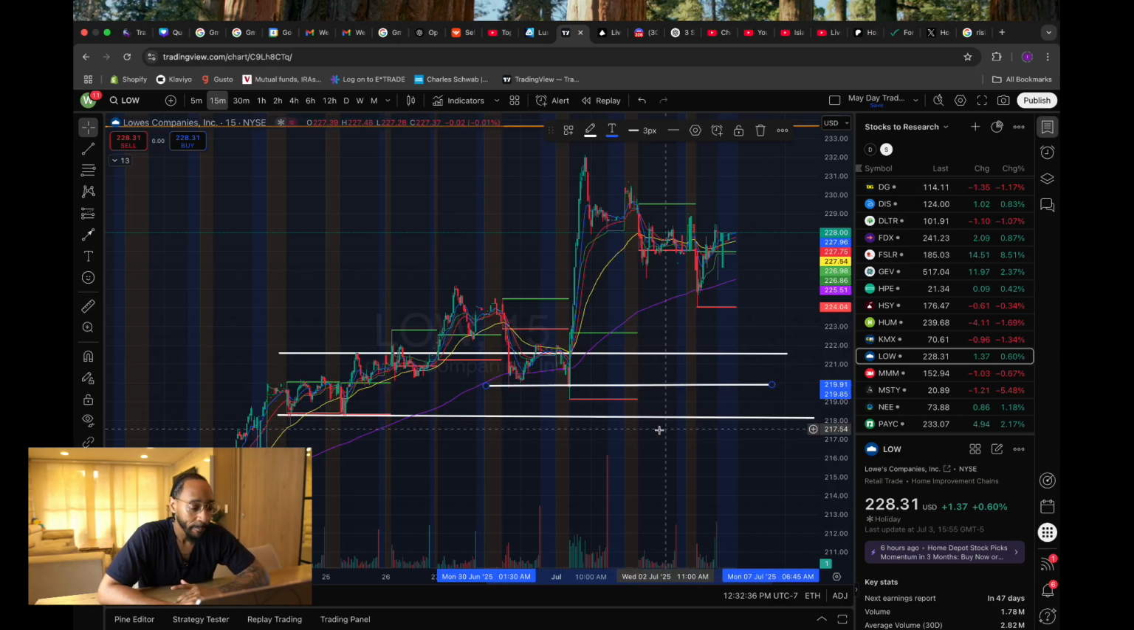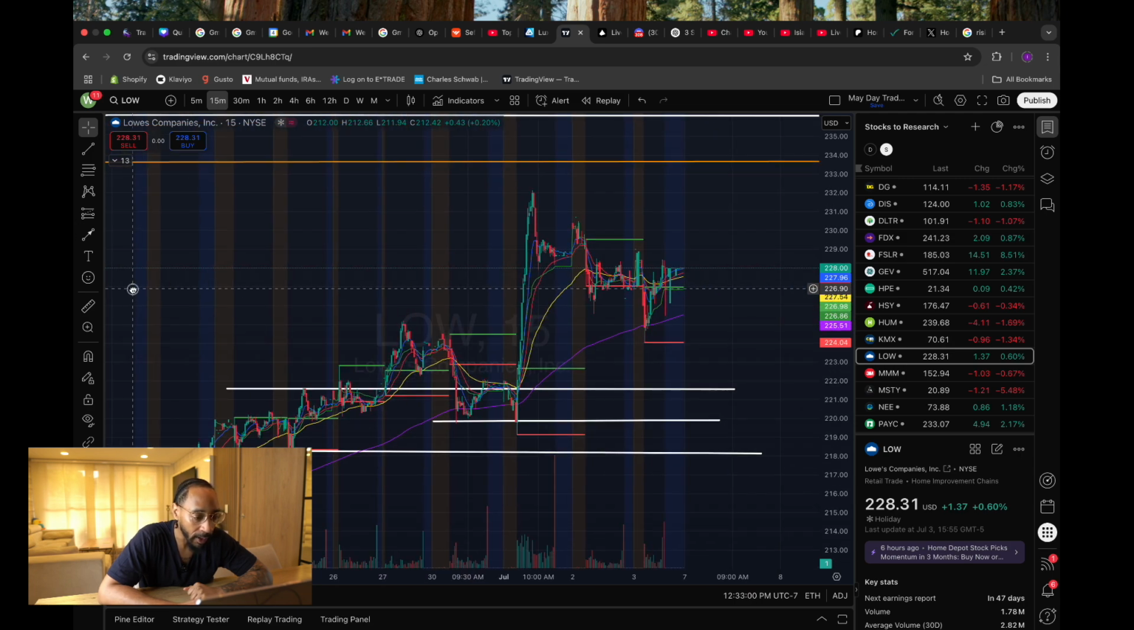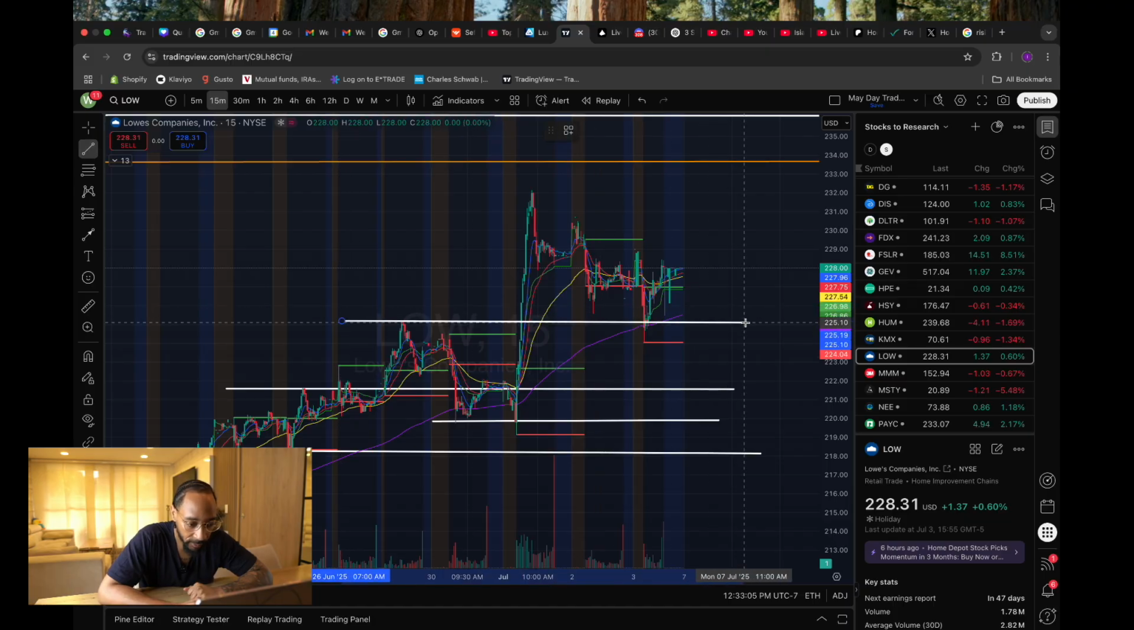So let's say you want to enter into a day trade. I'm going to mark this level as well, because I want to show you guys something. Okay, so this is a good example. These are your levels, support and resistance levels, right?